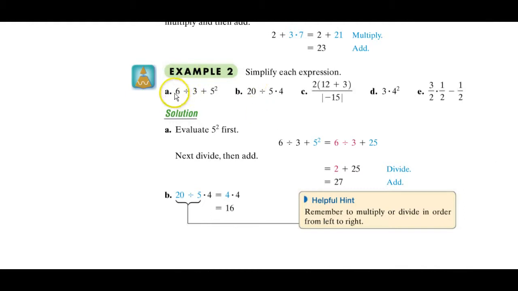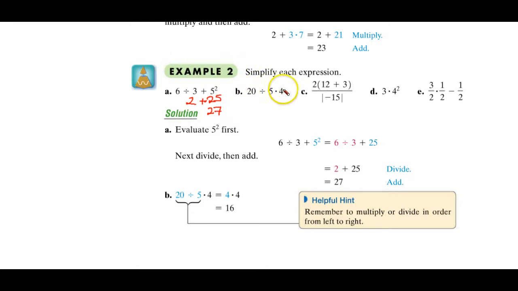So as we look at letter A, what would you do first? Well, I would do this as a 25. That's my exponent. But then I would do this division, because from left to right, that then becomes the next thing. So this is going to be 2. So this is going to be 27.